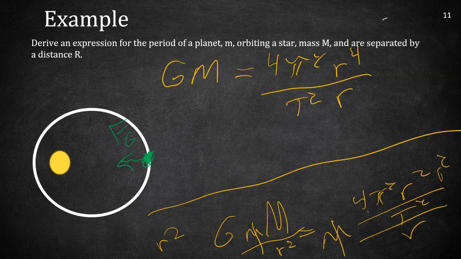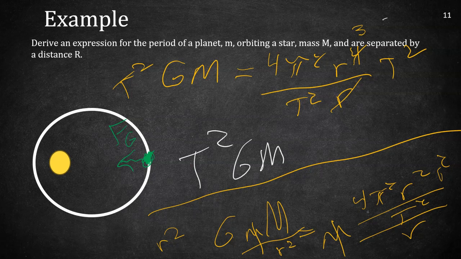R to the 4th and r, so that r goes away, and that r becomes cubed. I'm going to multiply t squared on each side. Remember, that's what the problem's asking us for. And we have t squared times GM equals 4 pi squared times r cubed.